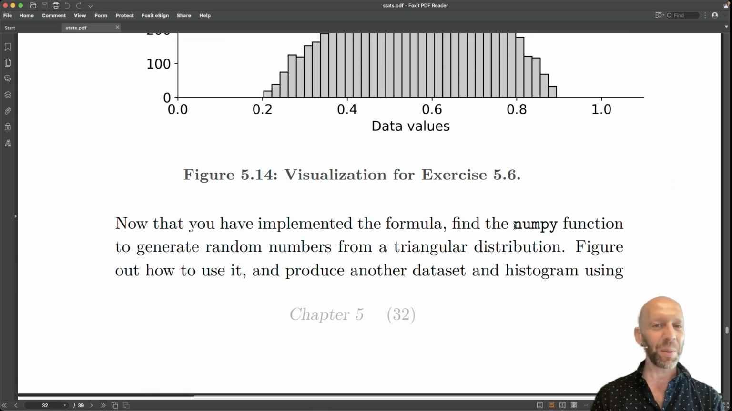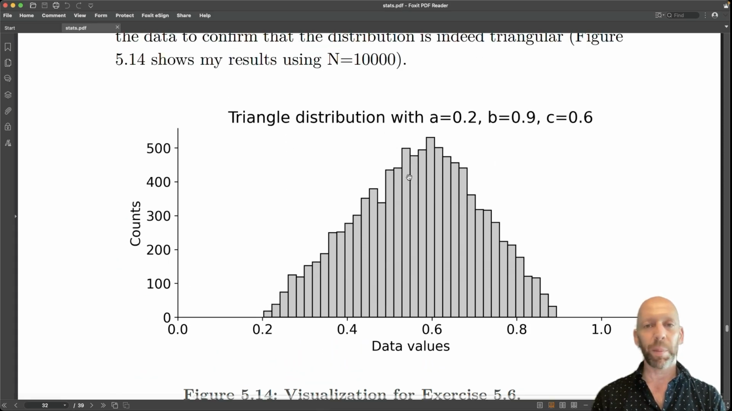I'm not going to tell you the name of the function. I will also leave that as a little challenge for you, but it does come in NumPy, and I think it's not so hard to figure out the name of the function and the way to use that function, and then produce another histogram. It will look also something like this.